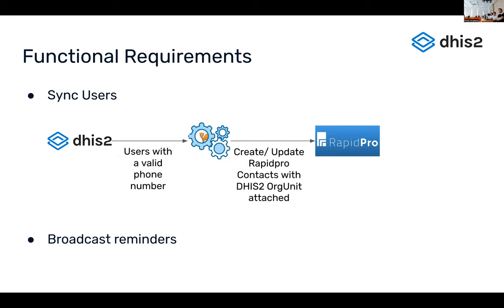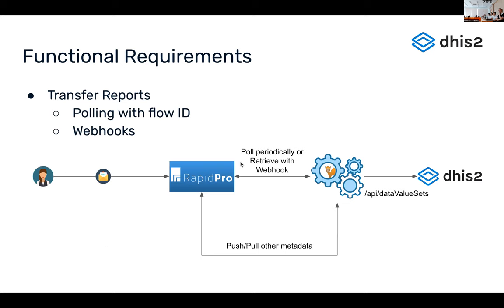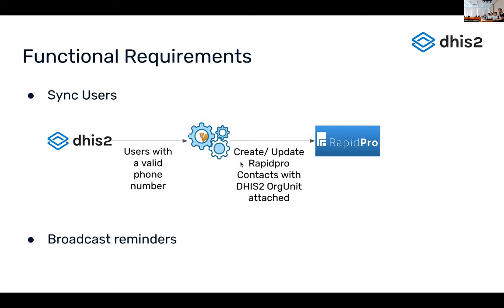In order to facilitate that, the first functional requirement that we have identified is synchronizing users. So what happens here is our integration component first fetches users with valid phone numbers from DHIS2. It's going to get that as a JSON payload, as we have previously seen. And then it's going to transform that JSON payload into a format that RapidPro understands as a RapidPro contact. So in DHIS2, we have DHIS2 users, and in RapidPro, we have RapidPro contacts. So it's basically doing this transformation from DHIS2 users to RapidPro contacts, and it also includes the DHIS2 organization unit ID as an additional parameter in the RapidPro contact.